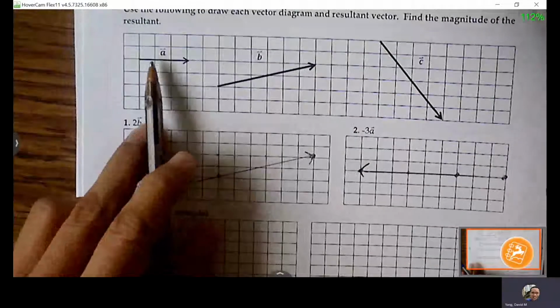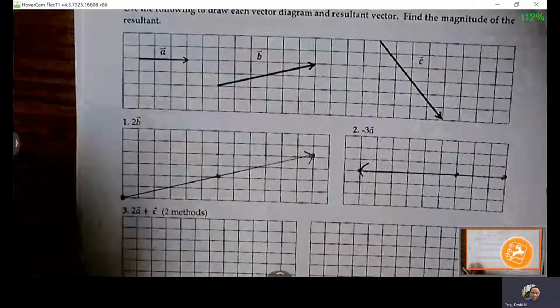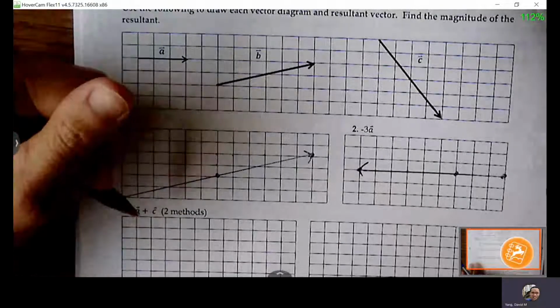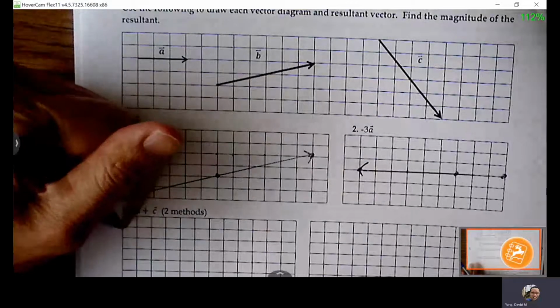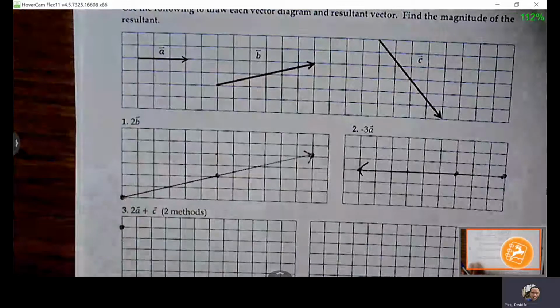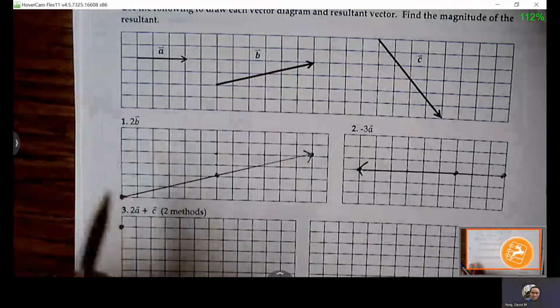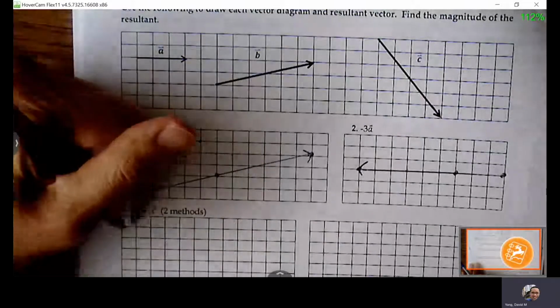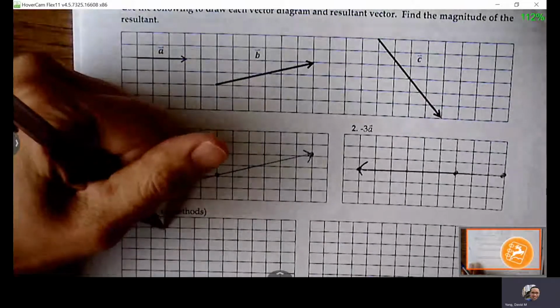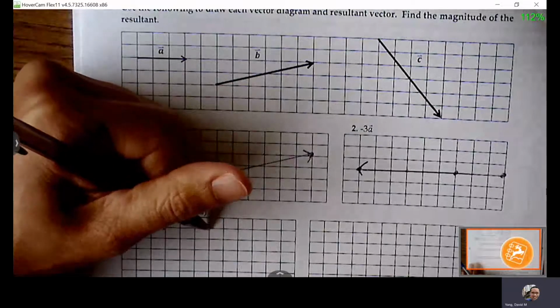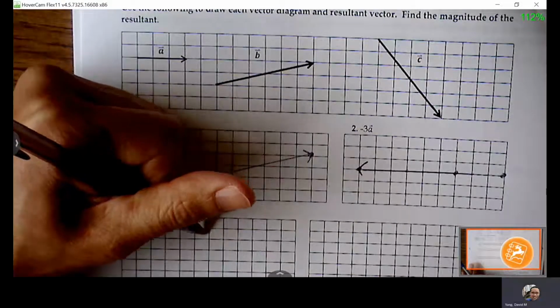We know vector A is going to span across 3 units. So let me start near the top. 3 units, so 1, 2, 3. That's vector A. 1, 2, 3. Vector 2A.